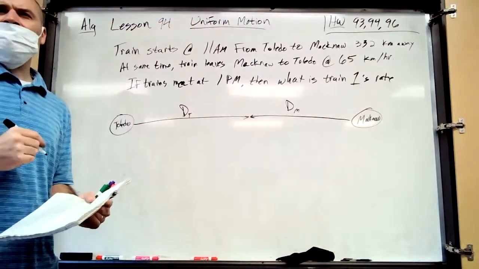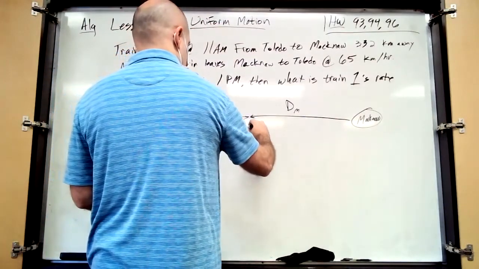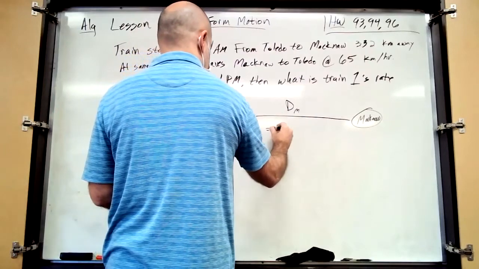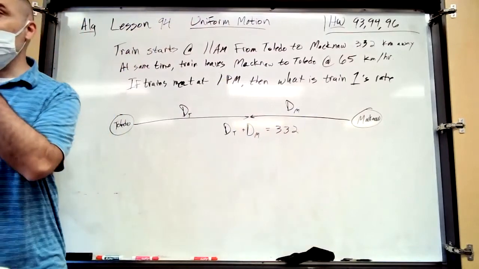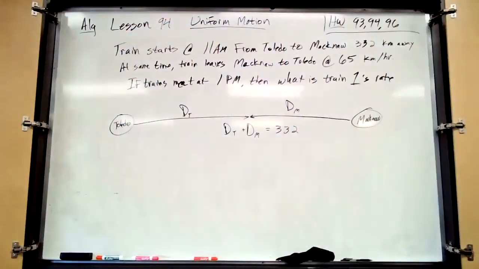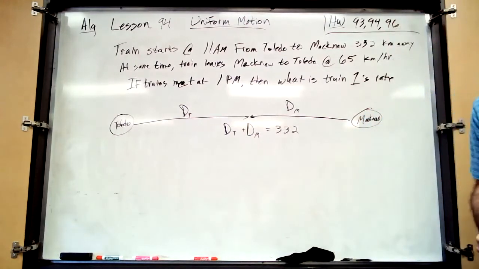What do they have to add up to? 332. Yep, because the distance between Toledo and Mackinac is 332. Okay, so that's the hardest part, I think, trying to figure out what that diagram looks like. You don't have to draw the diagram, but it's nice to see. You can literally see that DT plus DM has to equal the distance between Toledo and Mackinac. Okay? All right. So let's get our R's and T's.